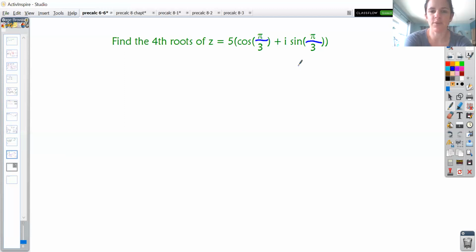So if I'm looking for the 4th roots of this, first I'm going to just write it in cis form. So this would be 5 cis pi thirds. And I'm not going to do all of the setup work that I did with the other one, because I hope that you can see that this is how we can make it a little bit faster when we're going through these problems. So if this is your number, well, let's not call it z, let's call it v, because I'm calling all of the other numbers z.